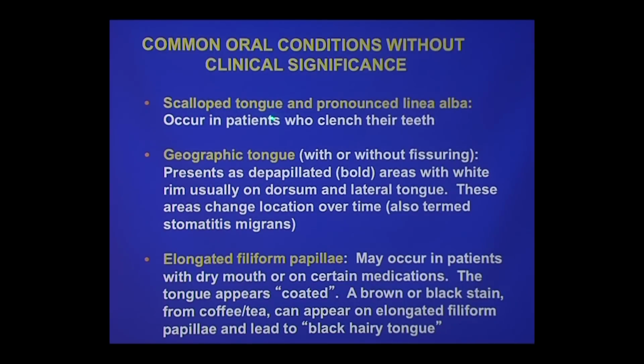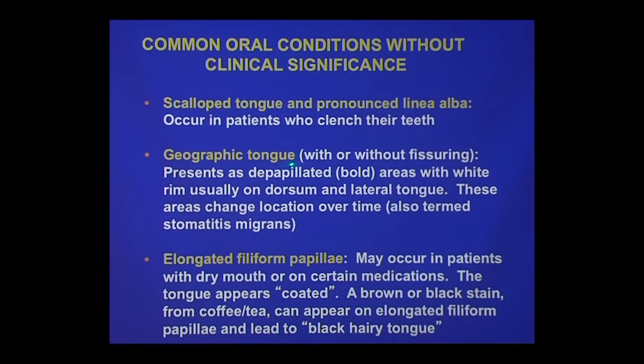They could be a symptom of a behavior that can become a problem, but in themselves, they're not really an issue. So sometimes when patients clench their teeth, you can see quite a bit of scalloping on the edge of the tongue, or you can see what's called a pronounced linea alba, which is kind of a white line on each cheek. And I'll show you some pictures of this.